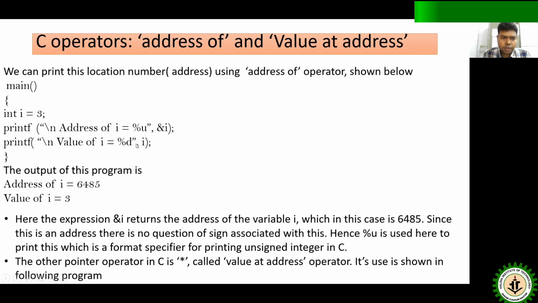After that we print the value of I, using percent d. The output will be something like this, if we consider that I is stored at memory location 6485. Hence the expression ampersand I returns the address of the variable I. Now the next thing: the other pointer operator in C is asterisk. We call it the value at address operator. How it is used, let us see in the next program.